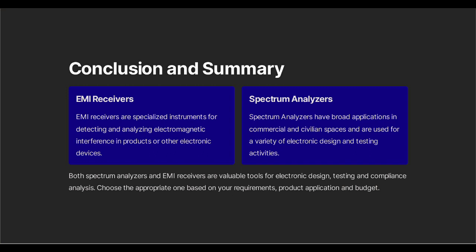So the conclusion and summary is: EMI receivers are specialized instruments for detecting and analyzing electromagnetic interference in a product or other electronic device, and the spectrum analyzer has broad application in the commercial and civilian spaces and is used for a variety of electronic design and testing activities. Both spectrum analyzers and EMI receivers are valuable tools for electronic design, testing, compliance and analysis. Choose the appropriate one based on your requirements, product application and budget.